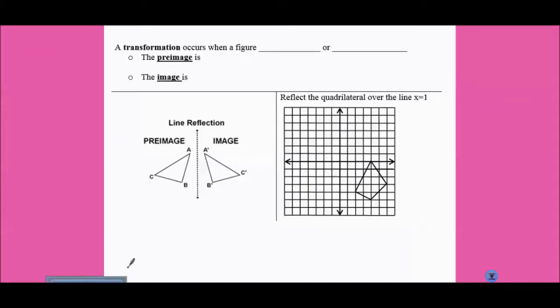So, a transformation occurs when a figure changes or moves. The pre-image is the original figure, and the image is the figure after the transformation.